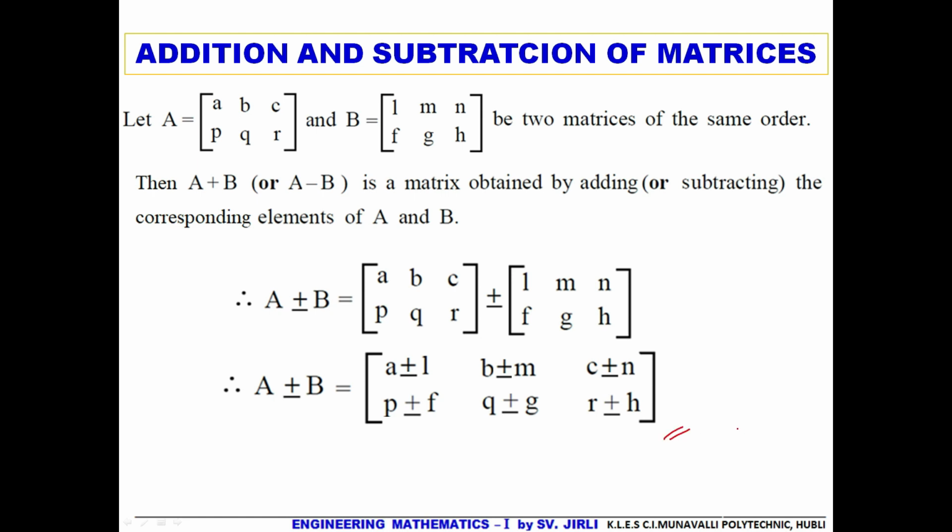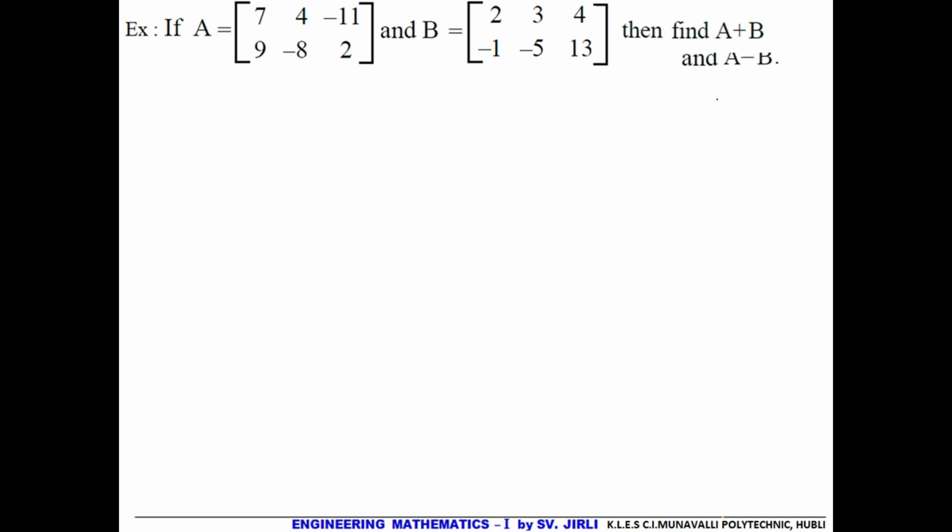Let us do examples on addition and subtraction of matrices. Write down the example. If A equal to 7, 4 minus 11, 9 minus 8, 2, and matrix B equal to 2, 3, 4, minus 1 minus 5, 13, then find A plus B and A minus B. Solution means answer.